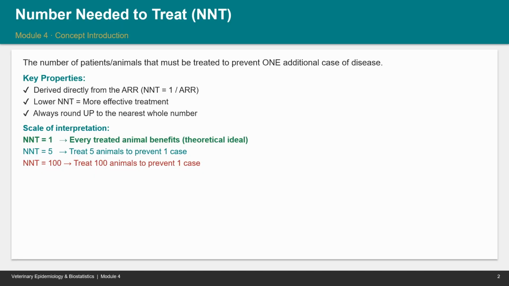Number needed to treat is the reciprocal of the absolute risk reduction. It's that simple mathematically, but conceptually, it's incredibly powerful. An NNT of 1 would mean every single animal you treat benefits. That's the theoretical ideal. An NNT of 100 means you'd need to treat 100 animals to prevent just one case. In herd health medicine, where you're often making population level decisions, NNT helps you weigh the cost and logistics of treatment against the expected benefit.